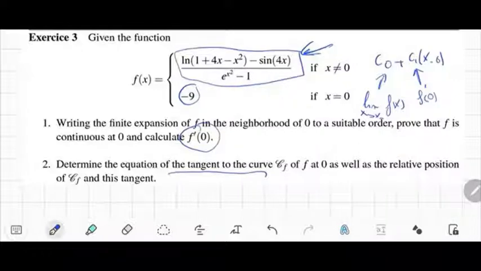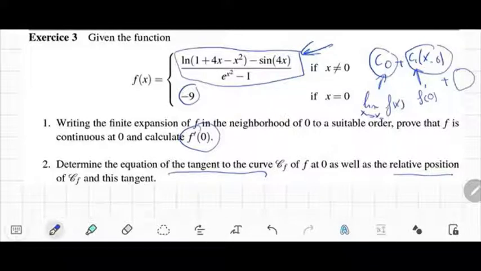Then in the second question we need to find the tangent to the curve. The tangent to the curve, it means that we need the term of order 0 and the term of order 1 as well. But also we need the relative position of C_f and the tangent. To find the position, we need one additional term that is not equal to 0. So whether it's x² or x³, the first non-zero term after c1. Okay, so let's suppose that this term is x², so we need to go to the second order at least. Now if we find that this term is equal to 0, we need to push the order one more degree. So at least we have to find the expansion to the second order.